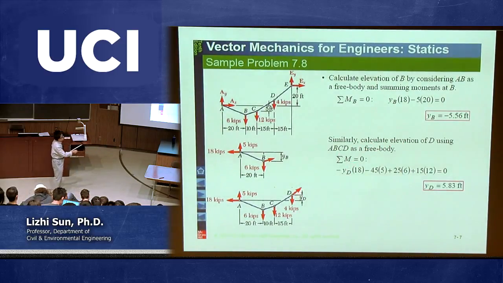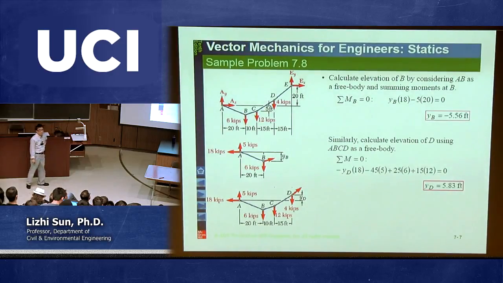Then these two forces will not be involved. You have this 18, which is going to be clockwise: 18 times dy is clockwise. And then 5 times 45, that's going to be clockwise, that's why there's a negative sign. This one is 6 times 25, counterclockwise, that's positive. 12 times 15 is also counterclockwise, positive. From this equation, you get YD. Because we assumed going up, and from this equation you calculate positive, the elevation is positive 5.83.